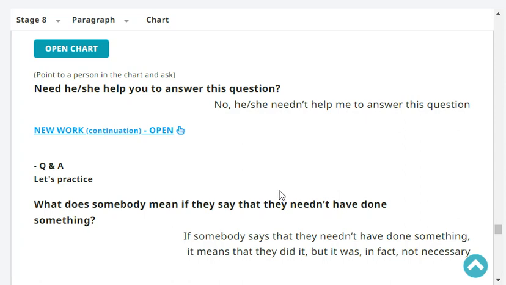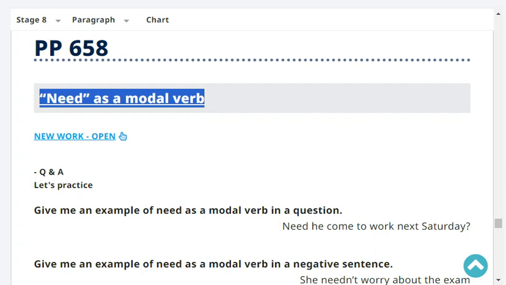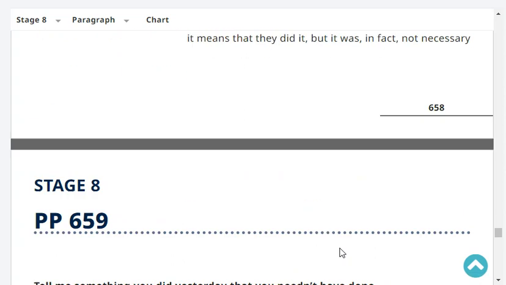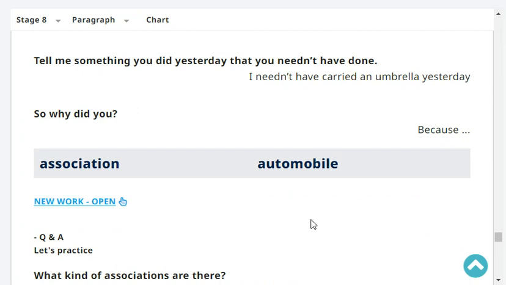What does somebody mean if they say that they needn't have done something? If somebody says that they needn't have done something, it means that they did it, but it was in fact not necessary. Very good.